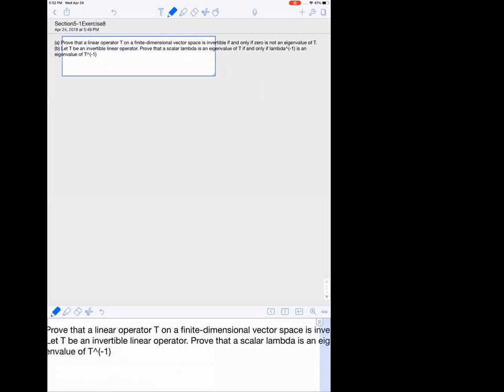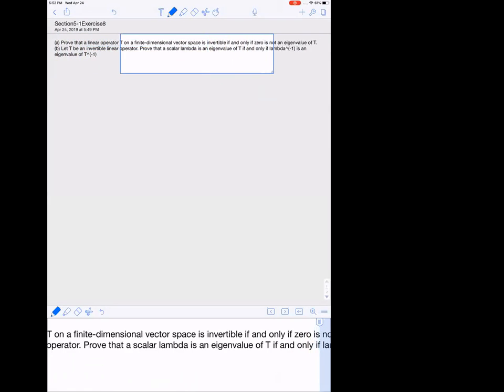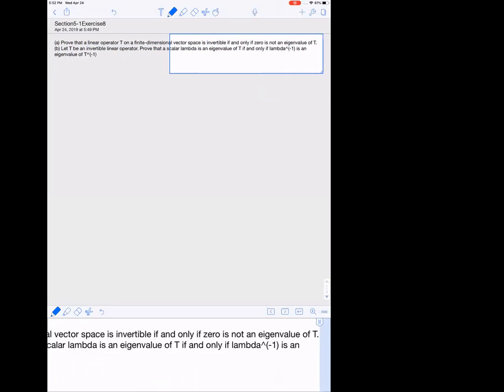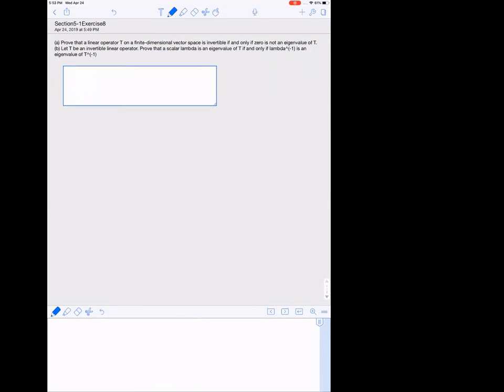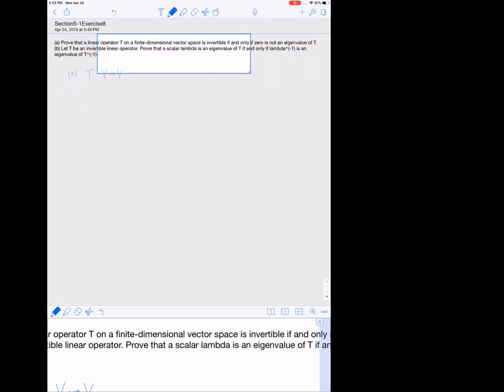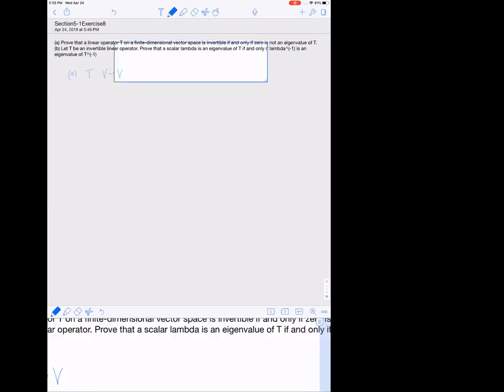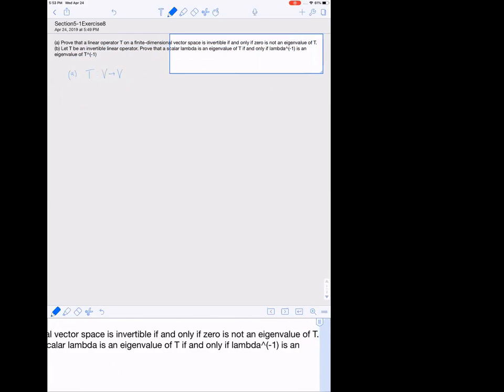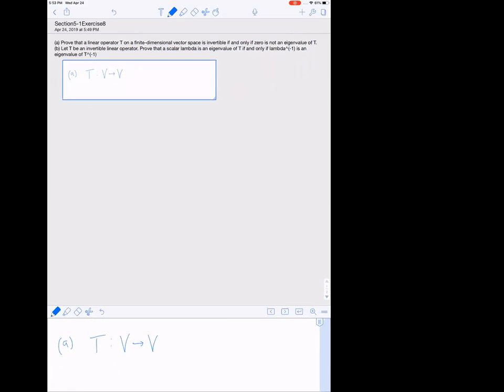Prove that a linear operator T on a finite dimensional vector space is invertible if and only if 0 is not an eigenvalue of T. So we'll prove part A. We'll start with T. It's a linear operator, so that's a linear transformation from a vector space V to itself, where V is a finite dimensional vector space. And we want to prove that T is invertible if and only if 0 is not an eigenvalue of T. So let's observe what would happen if 0 were an eigenvalue of T.